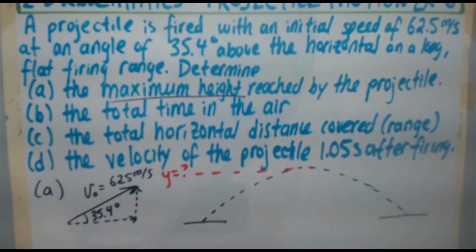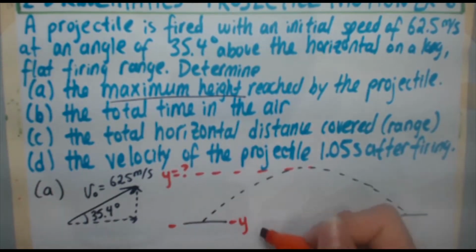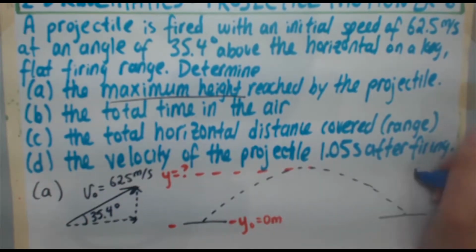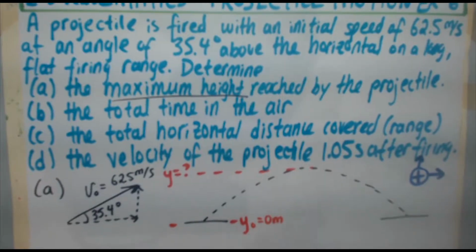Now, because we're looking for that height, we have to set our zero, our origin. So why don't we just let this line right here be y naught, and that's going to be considered a height of 0 meters. Let's establish a positive direction for this problem, or two sets, since it's two-dimensional. Let's let upwards and to the right be positive.